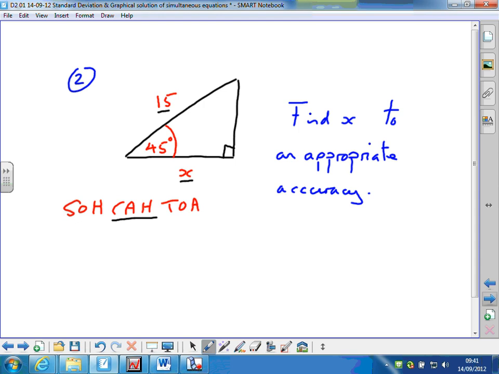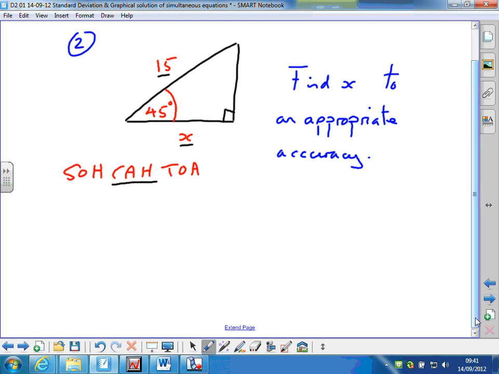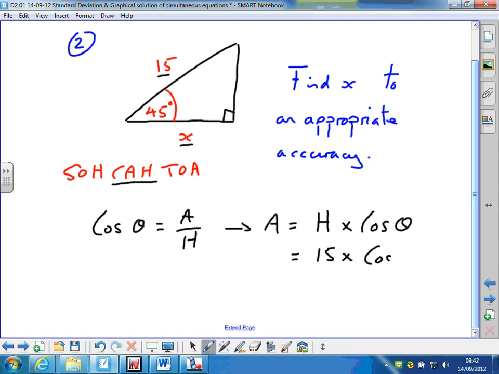Yeah, I think so. But so what? To write the formula down, cos of theta equals adjacent over hypotenuse. That's the rule, isn't it? So we're after the adjacent. So you're right, Gareth. The adjacent would be the hypotenuse times the cosine of theta. So that's going to be 15 times cos 45. 10.61. Okay. Lastly, is that an appropriate accuracy in the light of what we've just been saying?